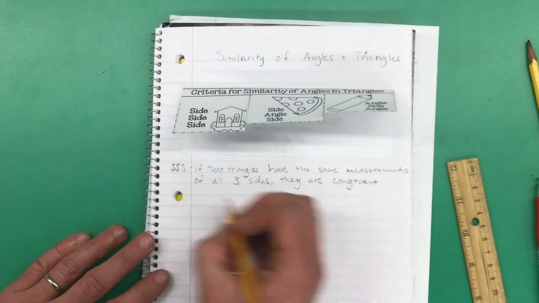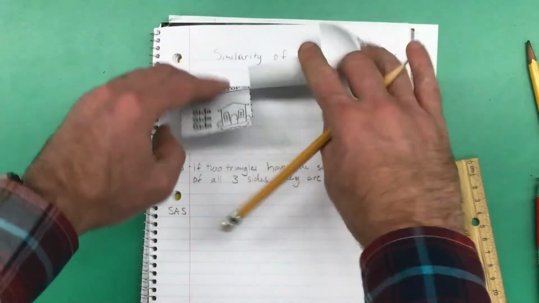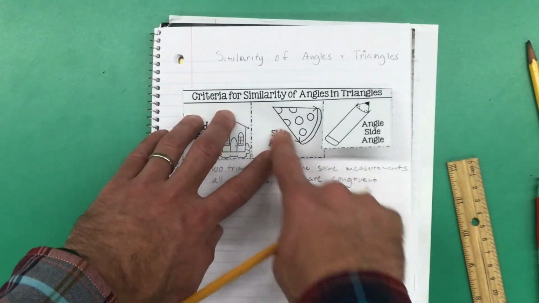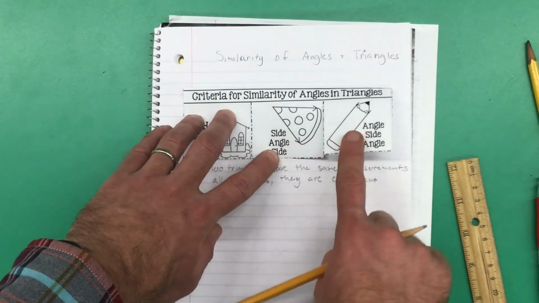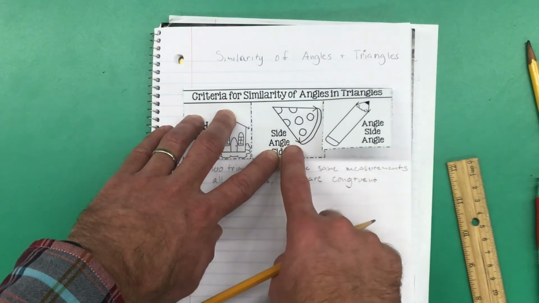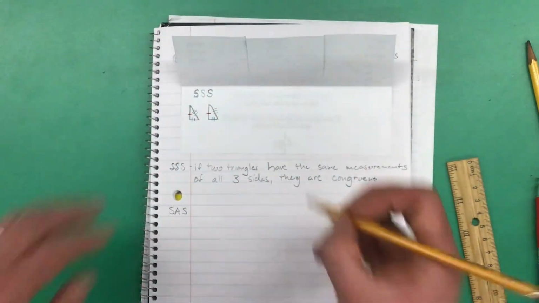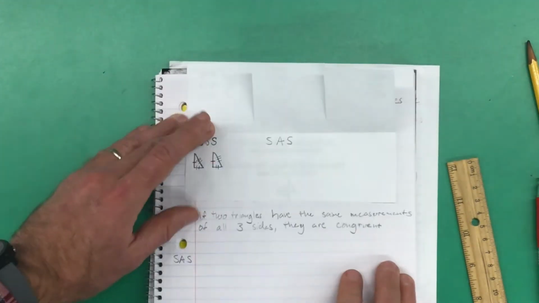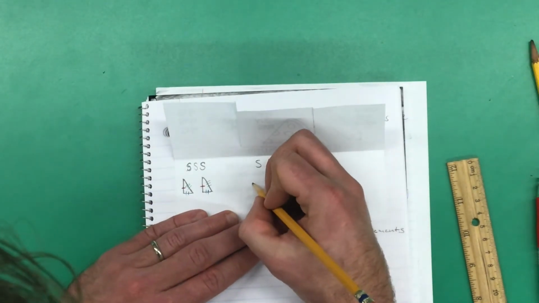This is SAS, so I'm going to write this down here: side, angle, side, SAS. And what this tells us is if there are 2 triangles that have one side and another side plus the angle in between, if that's the same, that's all we have to know to prove that those 2 triangles are exactly the same. So let's write a little bit of a diagram here. So this is side, angle, side. So again, let's make 2 triangles here.